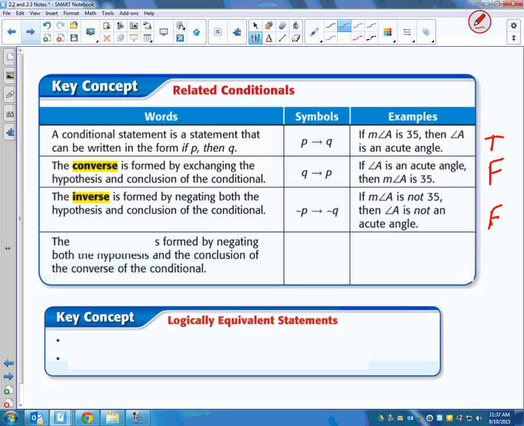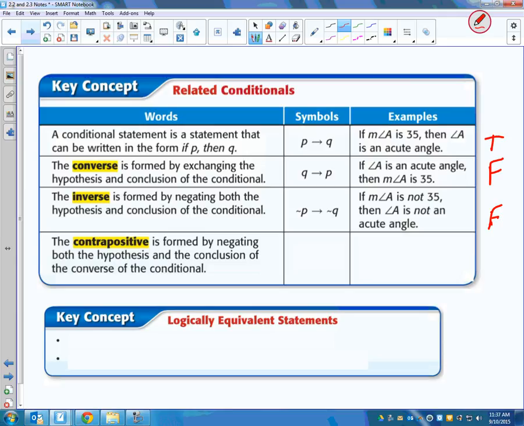Okay. The last one is called the contrapositive. Look at that weird word. Contrapositive is when you take the converse and you negate it. Remember, you can remember because they both have con in front of them. I'll show you what I do in a minute, how I used to do this.